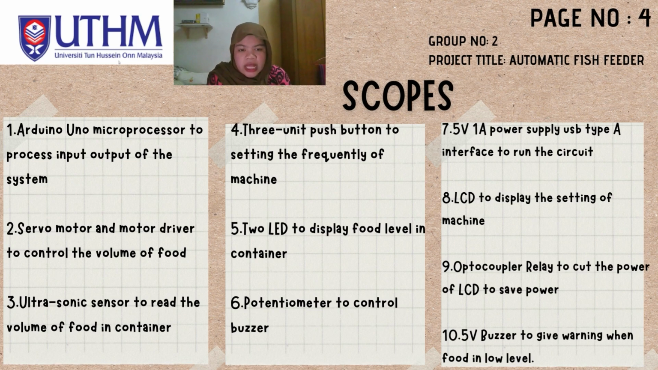Eighth is an LCD to display the setting of the machine. The ninth is an auto couple relay to cut the power of the LCD to save power. And lastly, a 5 volt buzzer to give a warning when the food is at a low level.